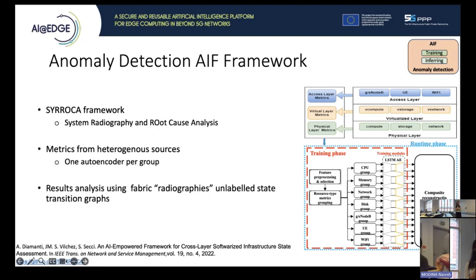The framework that we are going to use, we took it from the literature. It is called the SIROG framework, and it is an anomaly detection framework for softwarized environments. As you can see here, this framework is able to get data from different layers. You can detect anomalies at the physical layer, at the virtual layer, but also at the access layer, such as the gNodeBs. For each type of data, or maybe group of data, we are going to use one autoencoder. So we will have one specific autoencoder trained on a specific type of data. This will allow us to detect anomalies on several types of metrics and several levels of data.